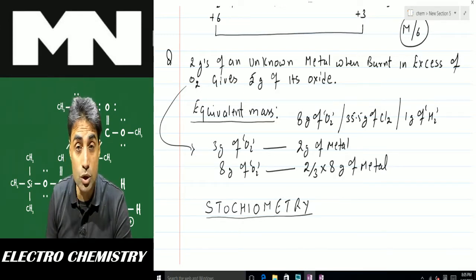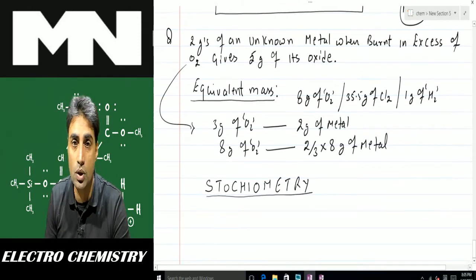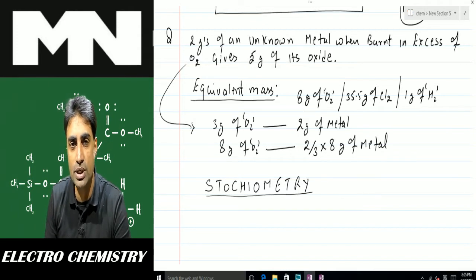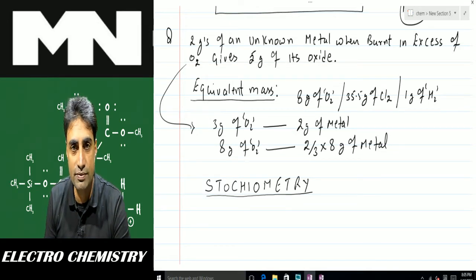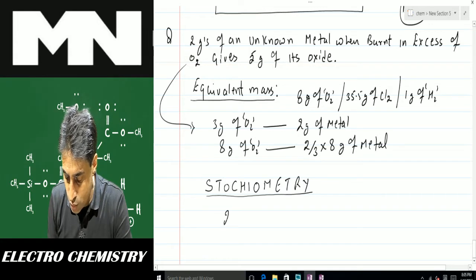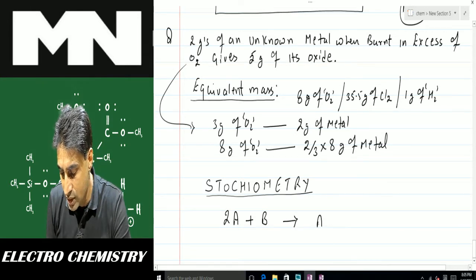Well, stoichiometry is derived from two words, that is stoichion and metron. Stoichions are the number of moles which are written before the reactants in a reaction, and metron means measurement of that. Now suppose I have a reaction like 2 moles of A reacts with B to give me a compound like A2B.